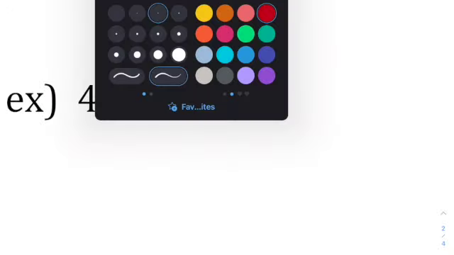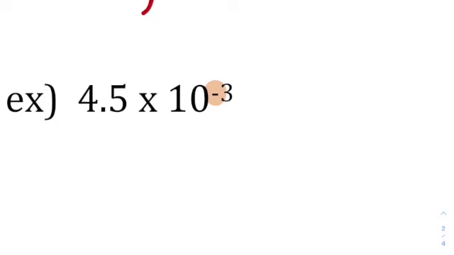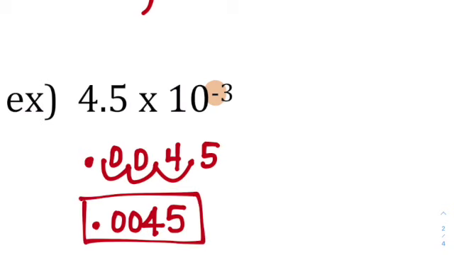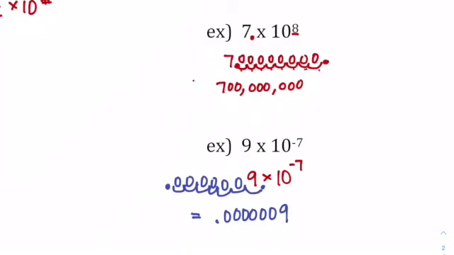So because the decimal is between 4 and 5, I'm going to write it down right here. And then I'm going to move the decimal place to the left by 3 places. So it's 1, 2, 3, because that's 3 places. And there's my new decimal. So it's going to be filled with a 0, and it's going to be 0.0045. That's your answer. And try the next couple. Now think about it. If it's a negative exponent, your number should be smaller.